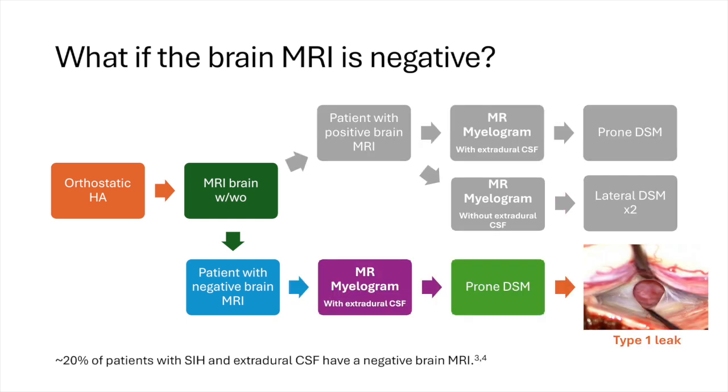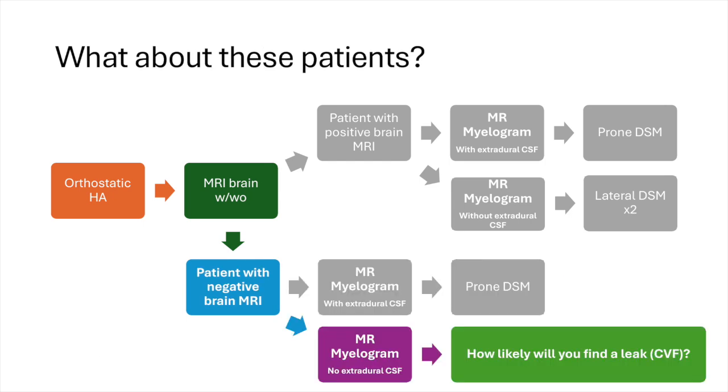And we go for MRI myelogram. If there's an extradural CSF, then we do a prone DSM and we find a type 1 leak. And that's pretty obvious now. And in the literature, we think about 20% of patients with an extradural CSF leak end up having a negative brain MRI. And that's not surprising. But then what about those without an extradural CSF fluid collection on the MRI myelogram? How likely will you find a CSF venous fistula?